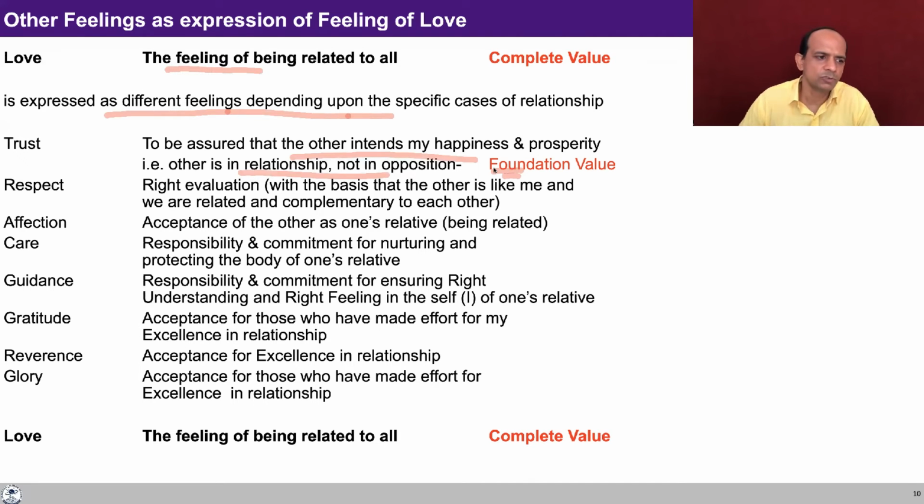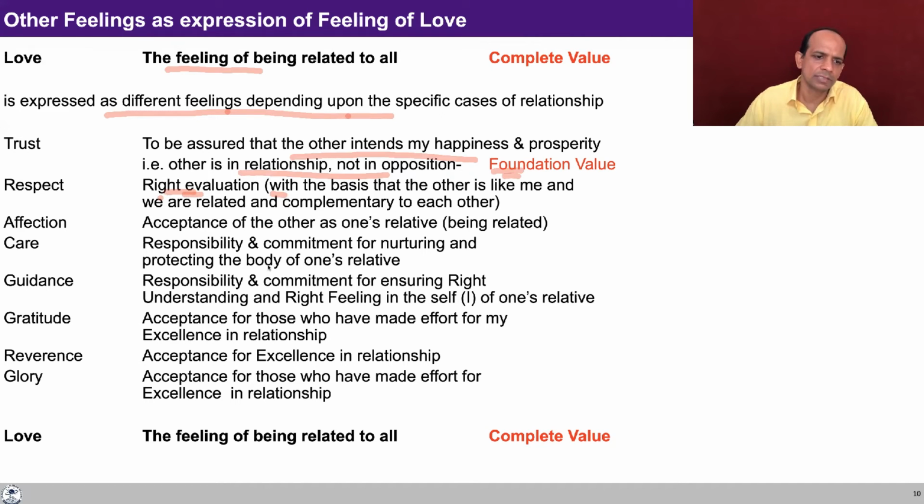Now, with this, we are able to see that not only is the natural acceptance common, we are also able to see that the other person has the same potential as mine, the same program of living with happiness as mine. So the other person is similar to me, the other person is like me. With the feeling of trust, I'm able to rightly evaluate the other. If I doubt the intention of the other, I'm not able to evaluate the other rightly. But if I'm able to have trust in the other, then I'm also able to see that the other is similar to me, the other is like me.